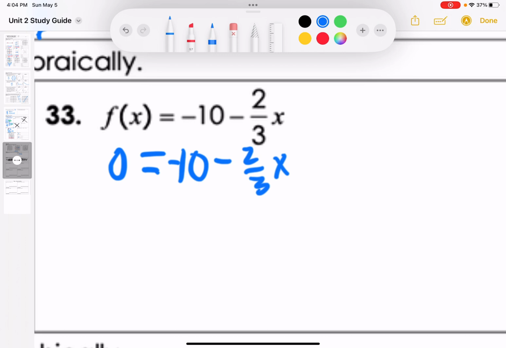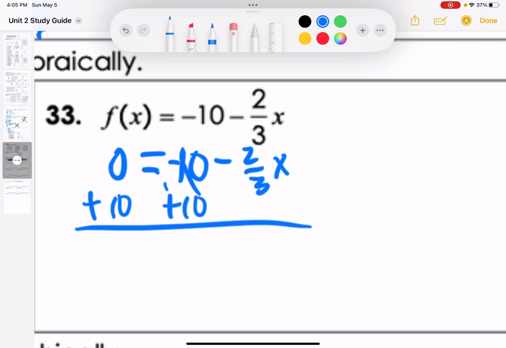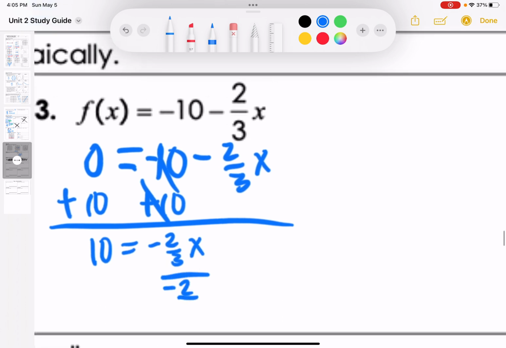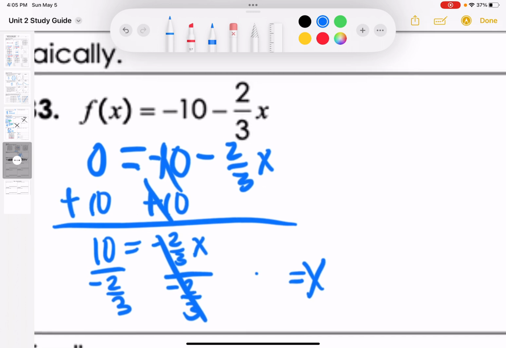All right, so I need to get -2/3x by itself, so I'm going to add 10 to both sides. And then I need to get x by itself, so I'm going to divide both sides by -2/3. And when you type that in your calculator, you should get -15. Okay, so you're just taking the function that they give you, setting it equal to 0, and solving for x.